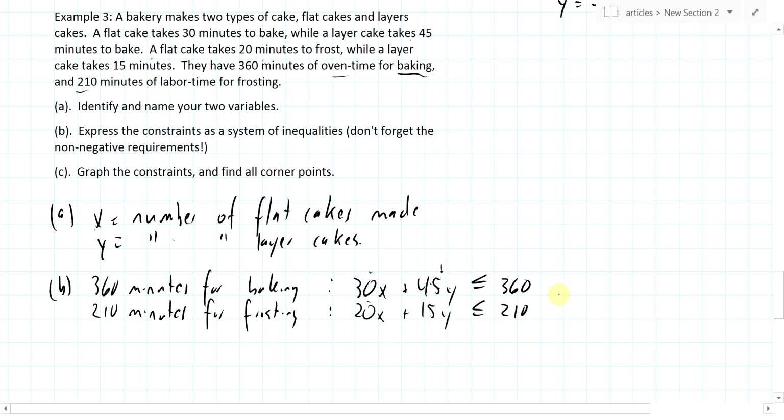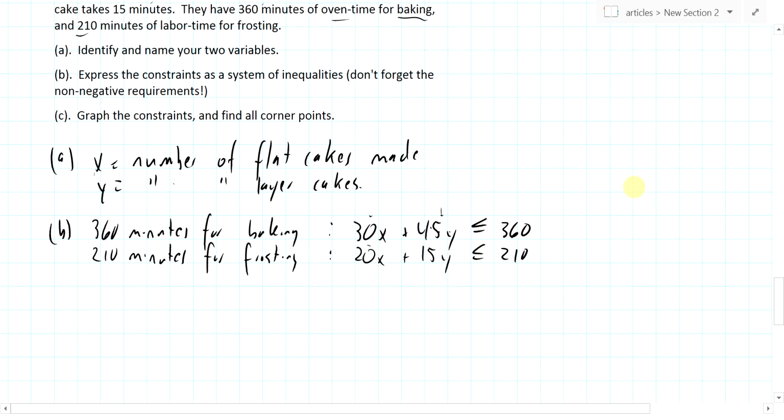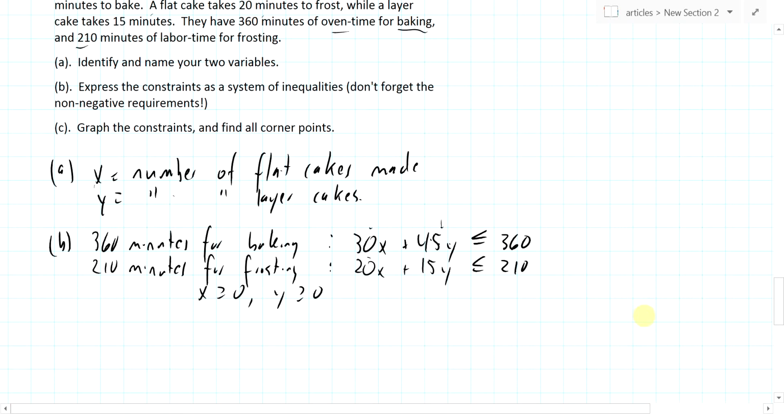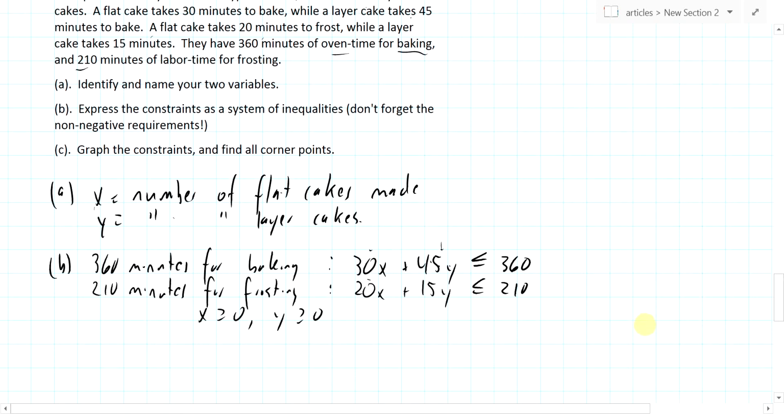But remember, we're actually making cakes, right? You can't have negative numbers of cakes. So the last 2 constraints, x is greater than or equal to 0, y is greater than or equal to 0. The number of flat cakes you make has to be 0, 1, or 2. It has to be something positive. The number of layer cakes you make has to be 0, or 1, or 2. That also has to be positive. Okay. Great, so there's our system of inequalities.